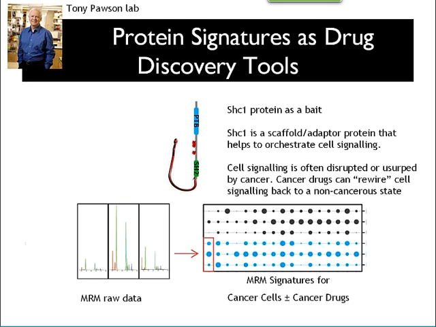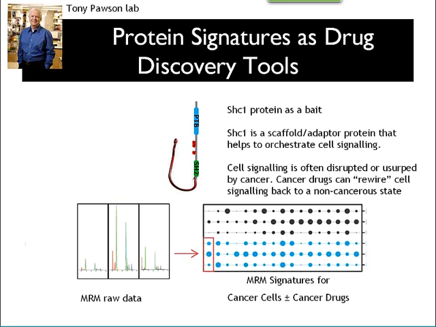So what we're going to do here is a molecular biology method similar to what you saw in the first talk with kinases, where we're going to haul down a protein. In this case, it's not a kinase. It's what's called a scaffold or adapter protein. And this particular one's called SHC1.